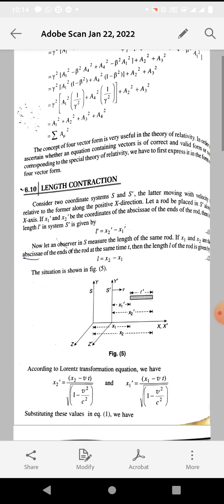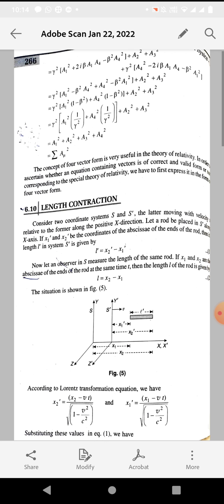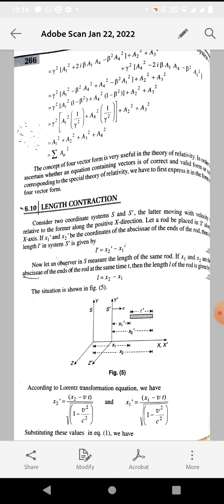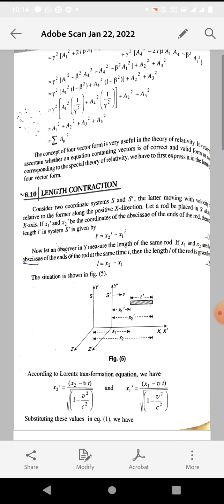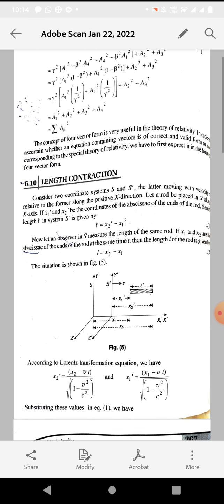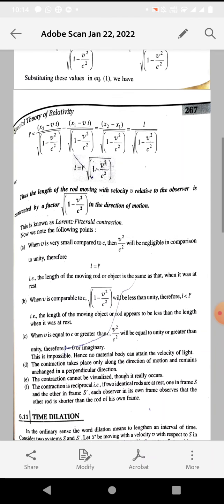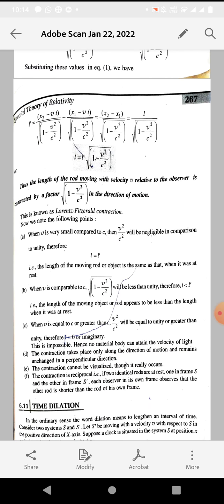Online video classes. In the last class, we discussed Lorentz applications. There are two applications: length contraction and time dilation. In the last class, we discussed length contraction. Today, we discuss time dilation. What is the meaning of time dilation?